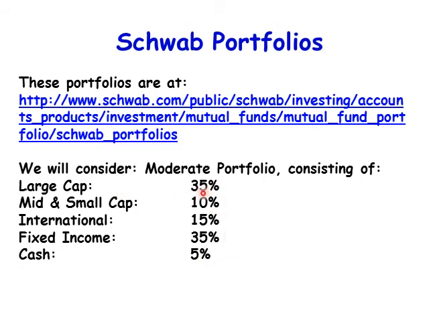So we've got large cap at 35%, mid cap and small cap 10%, international 15%, and fixed income, bonds, 35%. Cash here is 5%. Okay, let's continue. Let's see how Schwab would implement it.